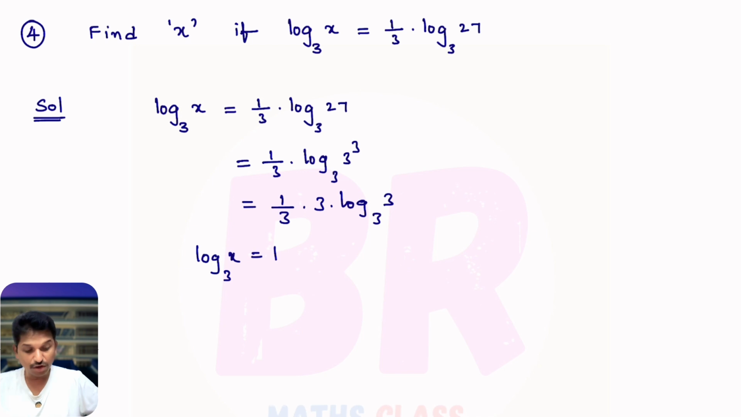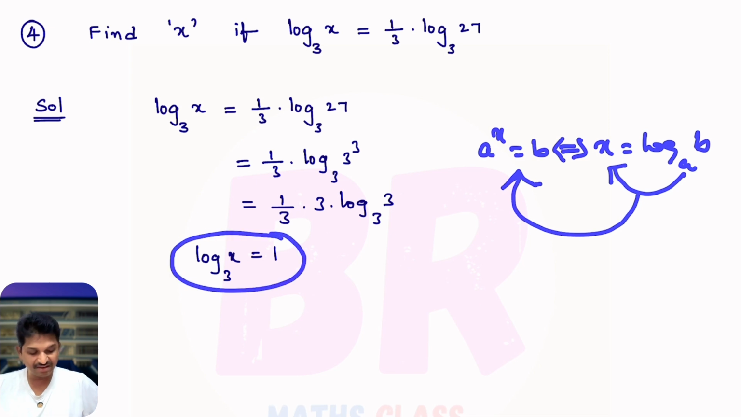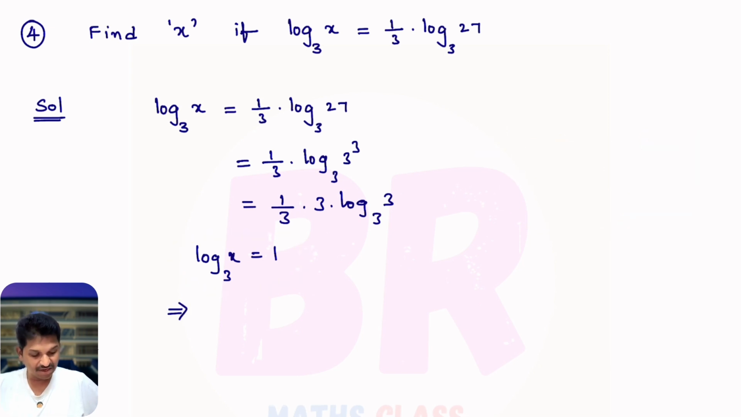From the definition of logarithm, what is x from this? See, you know this. This is the standard one. A power x equal to b if and only if x equal to log b base a. See here, from this, we can write a power x equal to b. So from this, what is x? From this we can write that 3 power 1 equal to x, or x equal to 3 power 1, which is same as 3. So in the question they are asking us to find the value of x. We got x value. The value of x is 3. I hope you understand this solution.